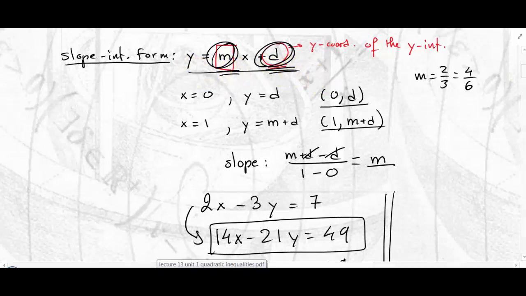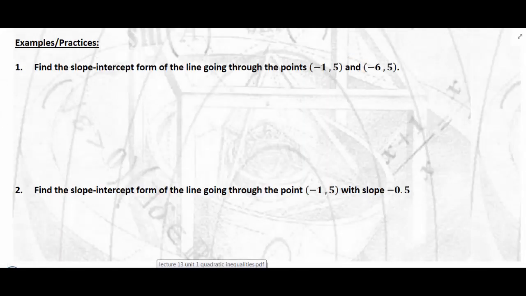Let's do an example. In this first example, we have to find the slope-intercept form of the line going through these 2 points. This is an example that I have tackled in the previous set of notes.